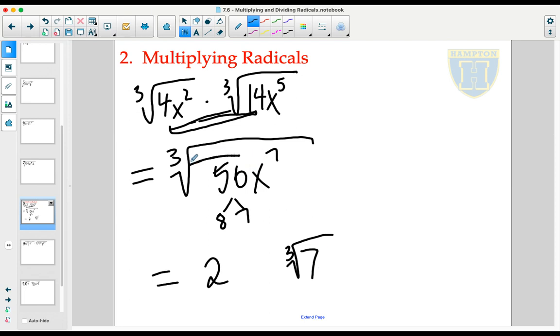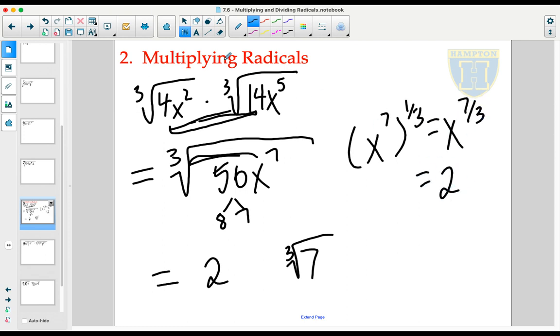Now we handle our x to the 7th with the cube root. So x to the 7th to the 1/3 power is x to the 7/3, which is x to the 2 1/3, which leaves us with x squared out here and 1 x left over. So there's our simplified version for that expression.